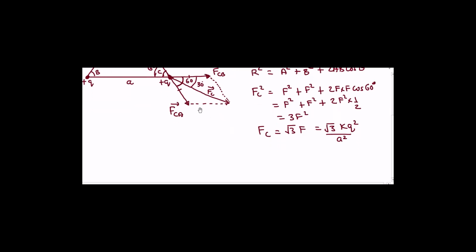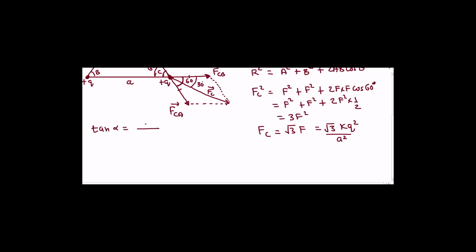I know this magnitude now. I want to know its direction. Since these two lines are equal, this particular angle will be 30 degrees. That's quite obvious because these lines are equal and this angle is 60 degrees, so it will exactly be half of this. So that's one way of understanding it. If not, we can use the equation for finding out the angle of the resultant.